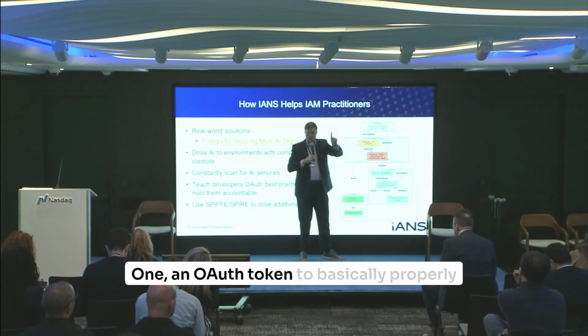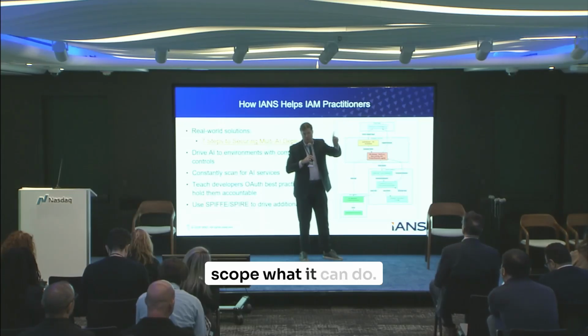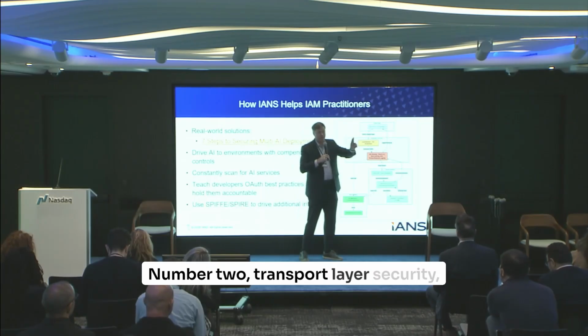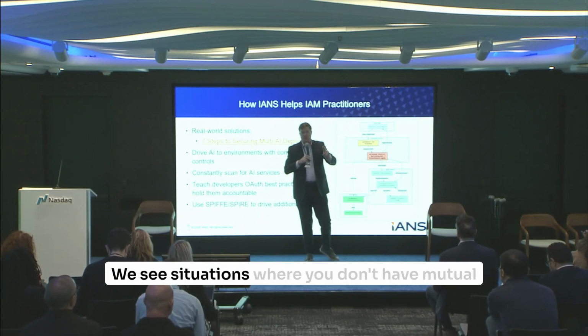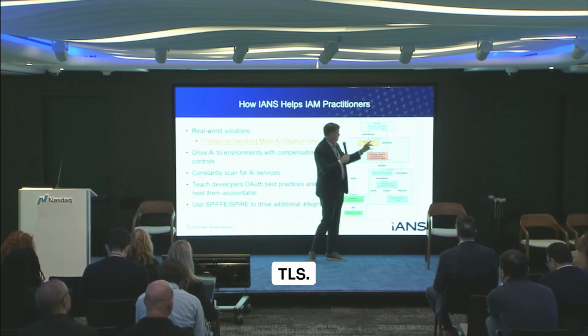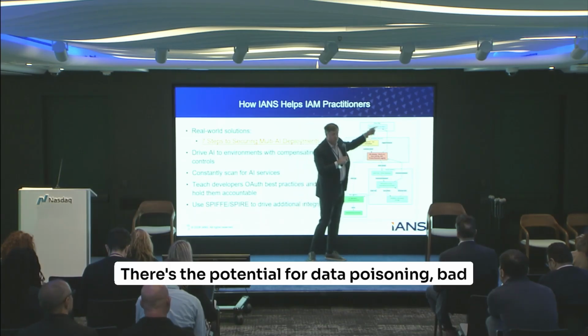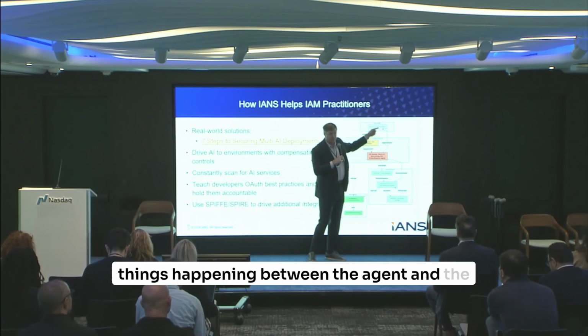Number 1, an OAuth token to basically properly scope what it can do. Number 2, transport layer security, preferably mutual TLS. We see situations where you don't have mutual TLS. There's the potential for data poisoning, bad things happening between the agent and the data sets.